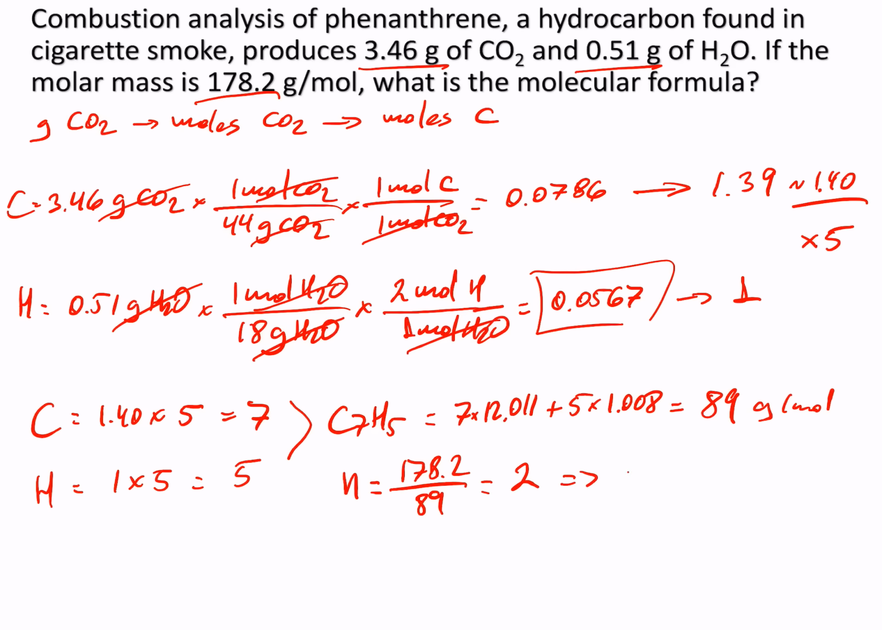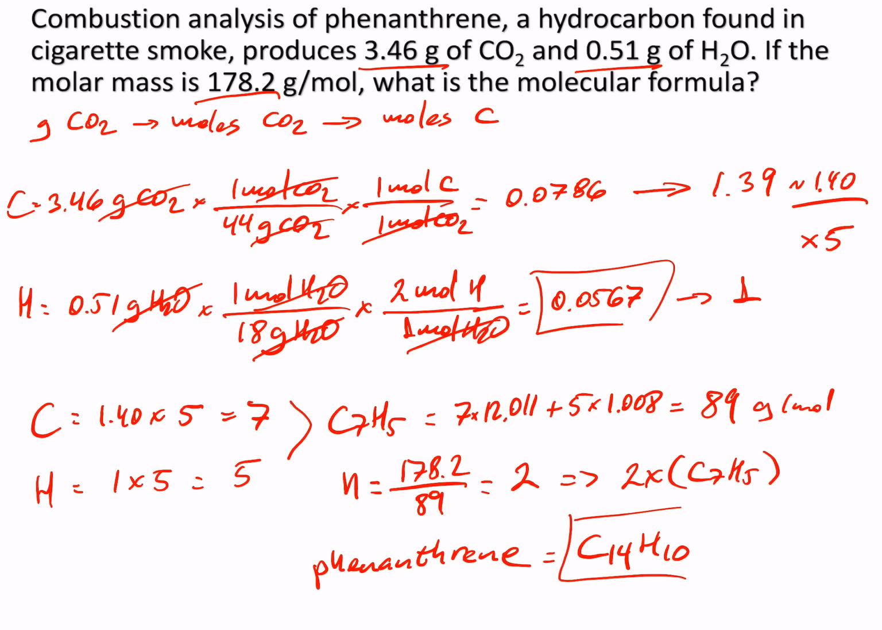So the molecular formula, we take the empirical, multiply the subscript by 2, so phenanthrene is equal to C14H10. That would be the molecular formula for phenanthrene, and that's it for today.